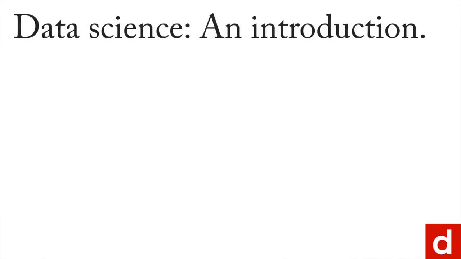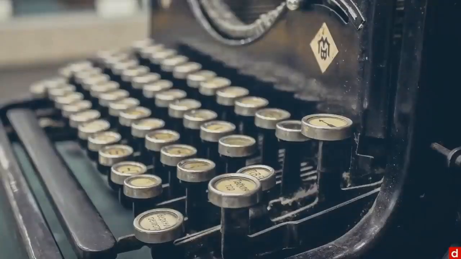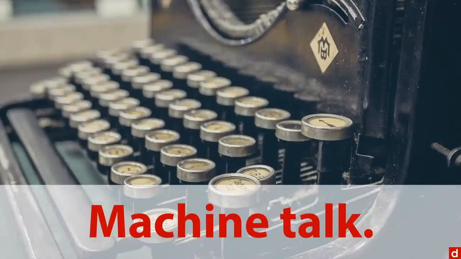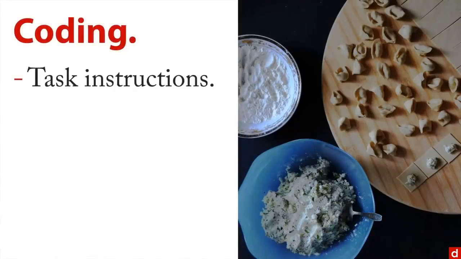Another important contrast you can make in trying to understand data science is to compare it with coding or computer programming. This is where you're trying to work with a machine and you're trying to talk to that machine to get it to do things. In one sense, you can think of coding as just giving task instructions, how to do something, and it's a lot like a recipe when you're cooking.